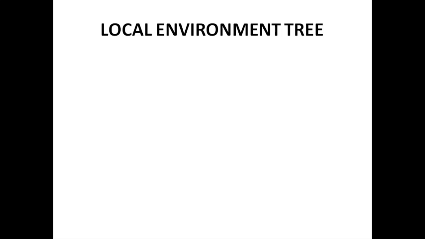Again, if you want to access something from the local environment tree, you have to use the input local environment, and if you want to set or send something inside the local environment tree, you have to use the output local environment. So we have two syntaxes: the input local environment and the output local environment. Input local environment is to access something, and output local environment is to send or set something.